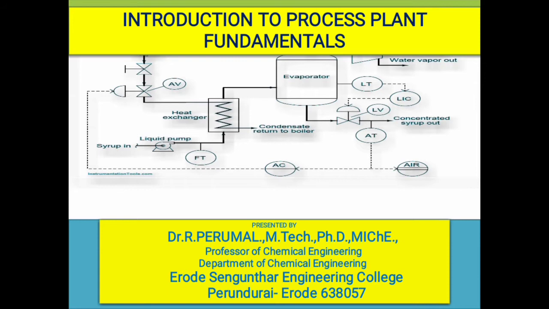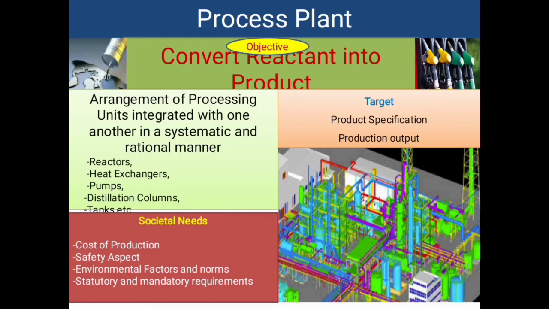What is a process? What are the responsibilities and role of a process engineer? What is the difference between the process and instrumentation diagram and the plant layout? What are the components of plant layout and the fundamentals of piping engineering of a process plant? A process plant is one in which a reactant is converted into a product.